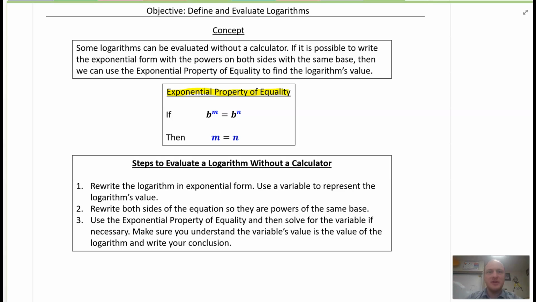And an example of this would be something like this. If I said 7 to the power of x is equal to 7 to the power of 2, what is x? You would say it's 2, right? Because the left side is equal to the right side, the base is the same.